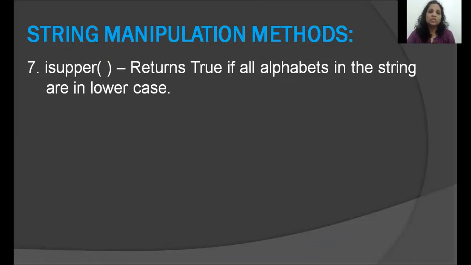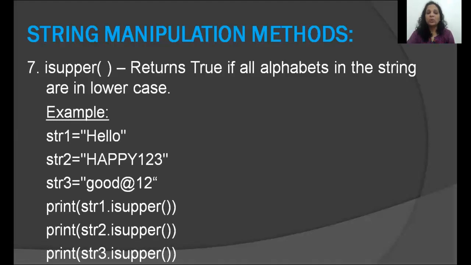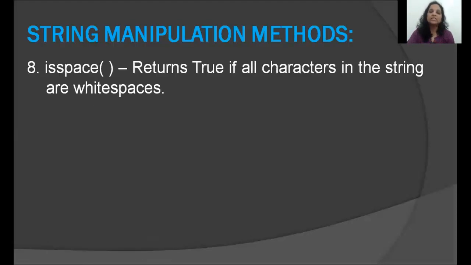I actually don't need to explain isUpper to you, because you already know what isLower does. So if isLower is checking if the alphabets are in lowercase, isUpper is going to check if the alphabets are in uppercase. Okay, so str1 has upper and lower, so it's going to be false. str2 has alphabets only in upper, so it's going to be true. And str3 has alphabets in lower, so it's going to be false. Is that clear? Okay. Now isSpace.